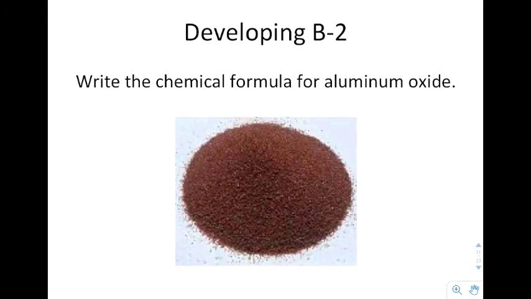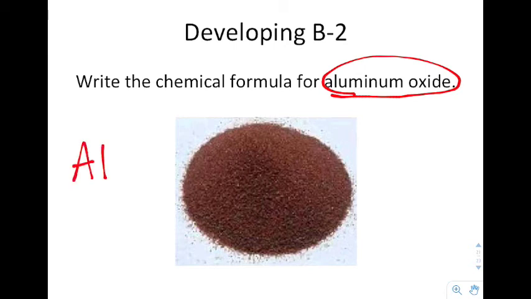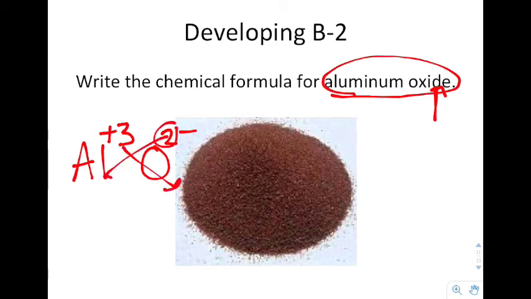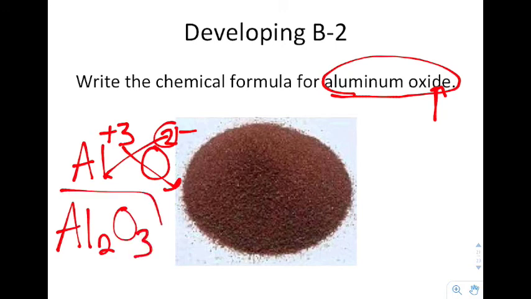It says write the chemical formula for aluminum oxide. So I find aluminum, that's Al, and because it's in group 13, it has a charge of +3. I look at oxygen. Oxide just means it's an element by itself. It says O2 minus. Those charges are not balanced. So because they're not balanced, I crisscross. And when I crisscross, I get Al2O3. And that's our formula for aluminum oxide.